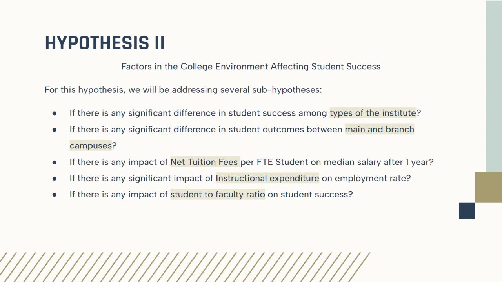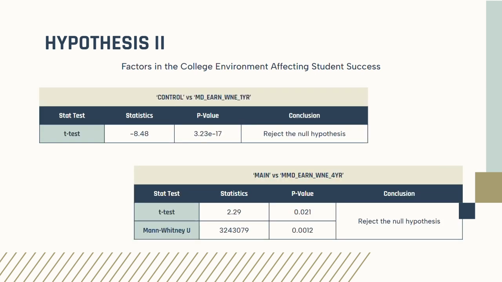Moving on to hypothesis number two, in this hypothesis we tested multiple college-dependent factors which can directly impact the student's success, and the success, as we mentioned, is measured by the median salary after 1 year and 4 years. The first factor is the control, the ownership factor, and after performing the t-test we rejected the null hypothesis, which means that there is a substantial difference in earning after 1 year depending on whether a university is publicly owned, private non-profit or proprietary.